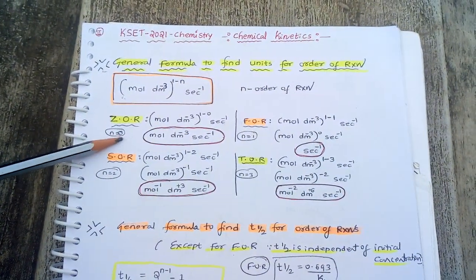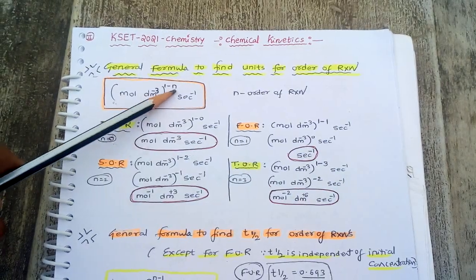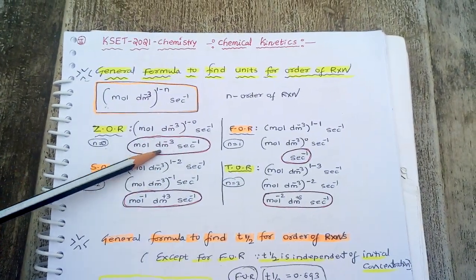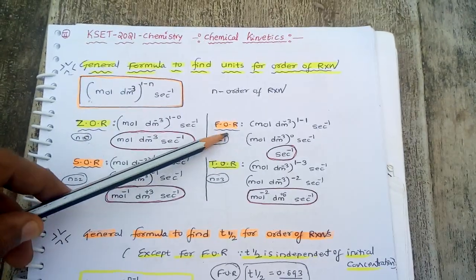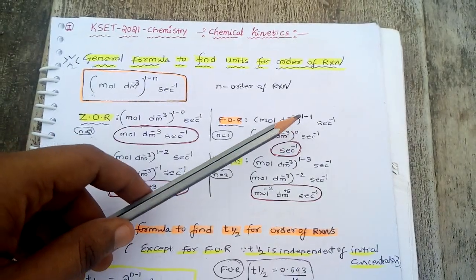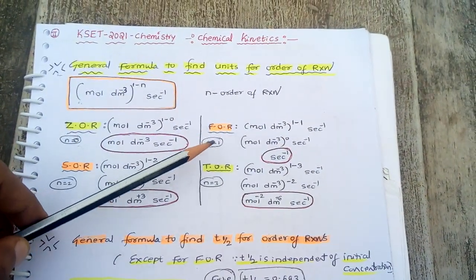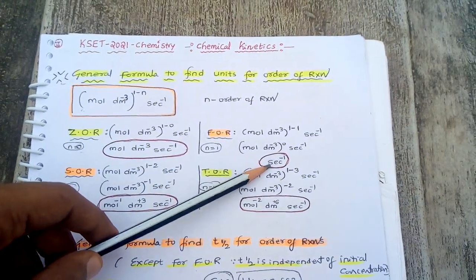For a zero order reaction, as you know, n is 0. If you substitute n value 0 here, you will get the unit mole per dm cubed per second. For a first order reaction, (mole per dm cubed) raised to 1 minus n, in place of n if you substitute 1, you will get per second.